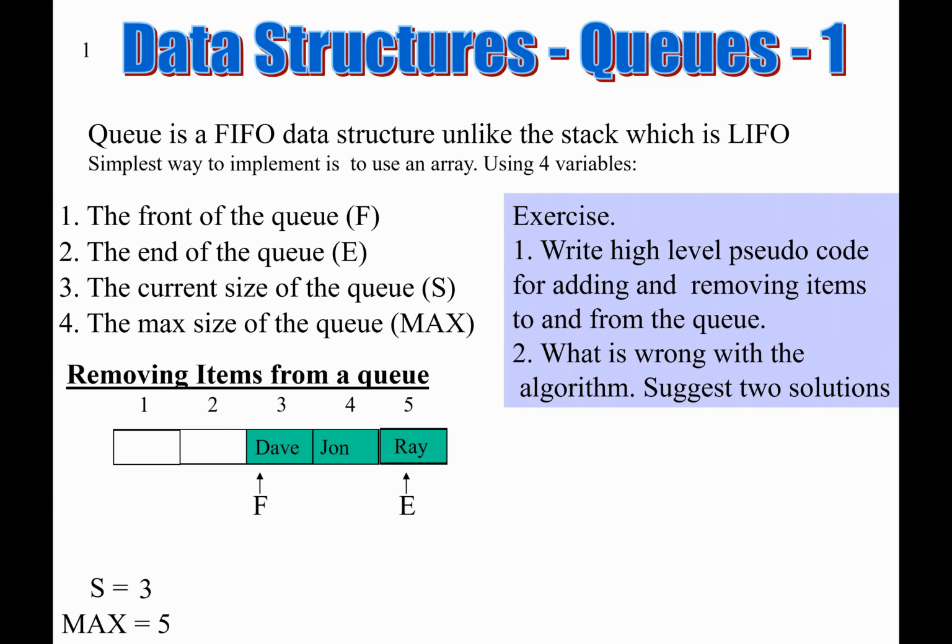Now, high-level pseudocode for removing and adding items. Let's have a look at that. So first off, adding: if size is not equal to max, then we go ahead, add one to E. So we add one to our end pointer, and the queue at E equals item. Now I would normally have done square brackets there. That's the old Visual Basic array symbol there. But okay, add one to my size.